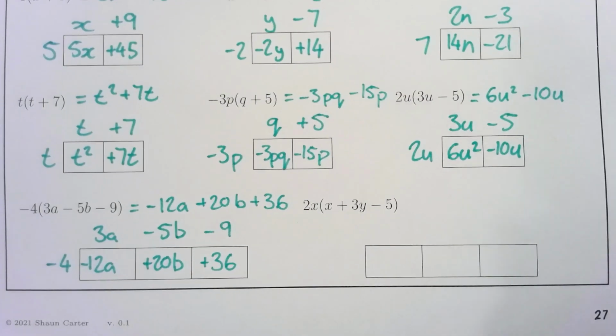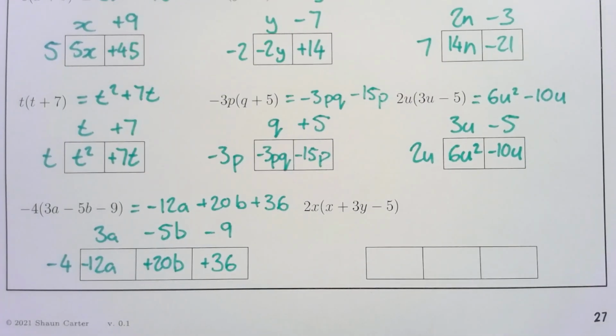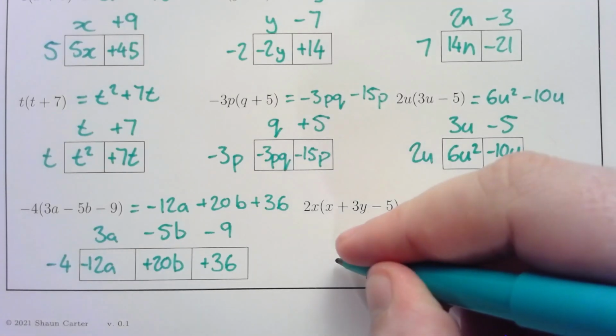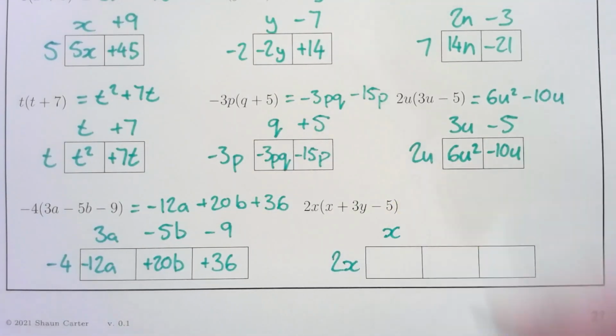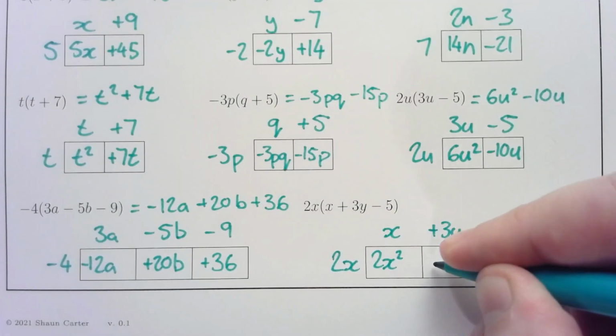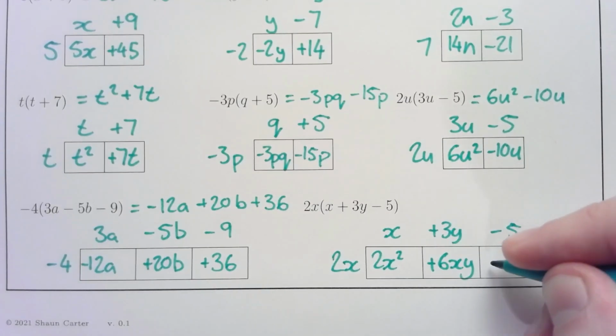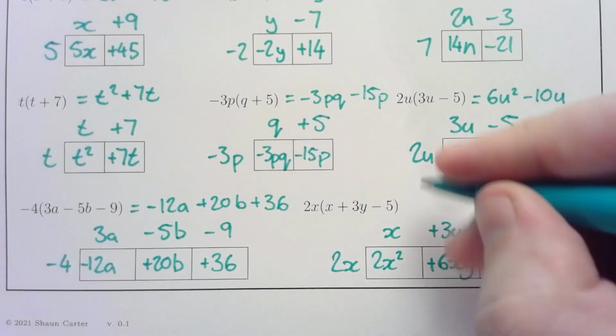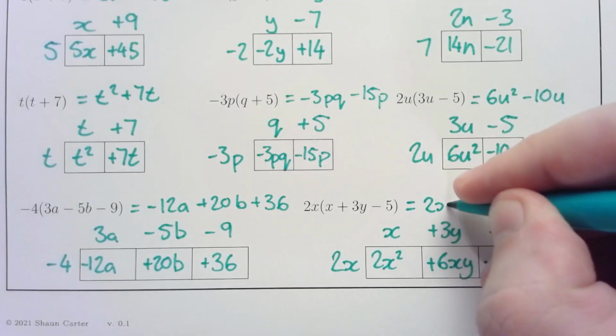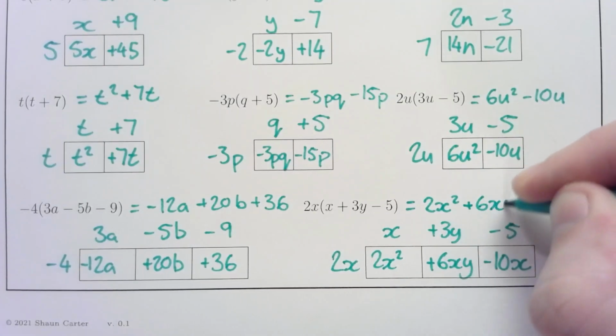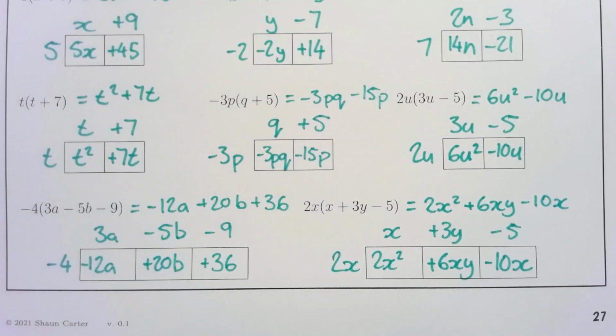For our final example, we have 2x times the quantity x plus 3y take 5. So 2x needs to multiply, firstly x, which gives us 2x squared, 3y, which gives us 6xy, and negative 5, which gives us negative 10x. So our final expression is 2x squared plus 6xy take 10x.